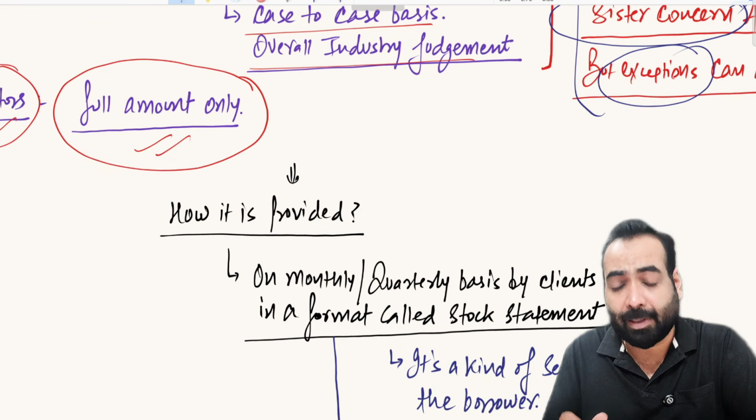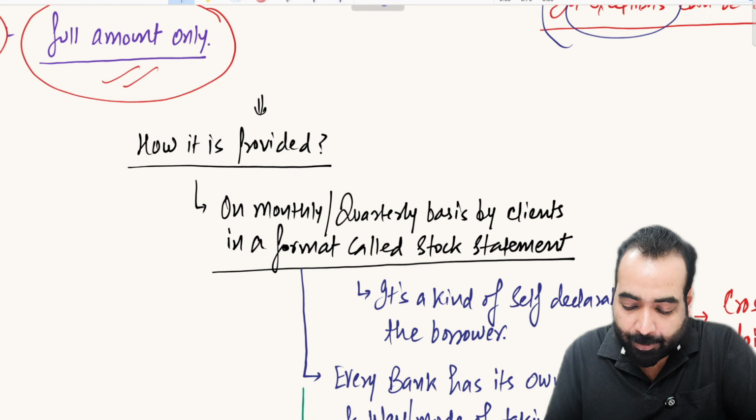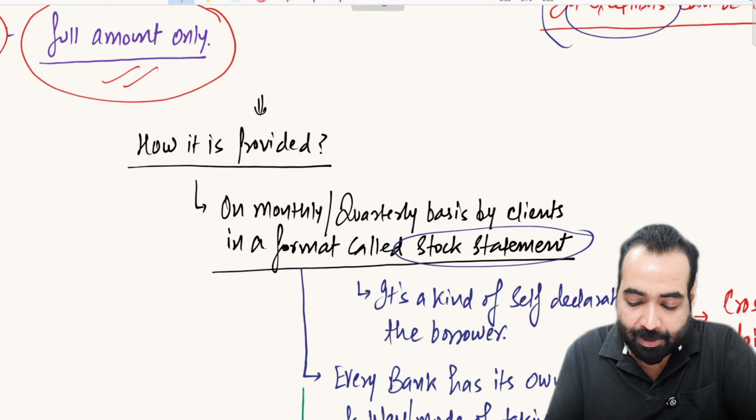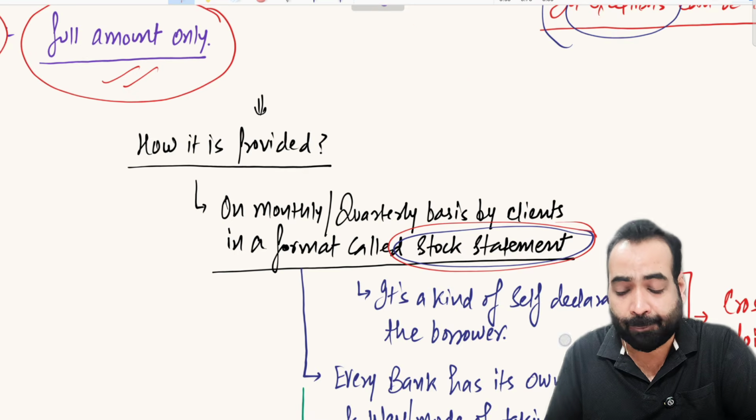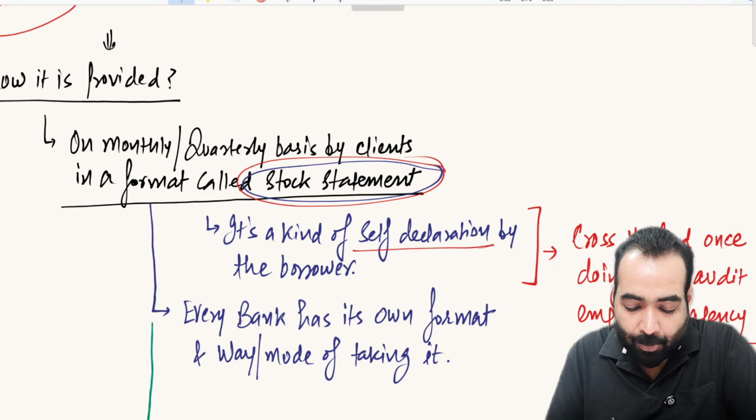So how is it declared, how is it provided? There is a concept called stock statement. You must have heard this concept called stock statement. Stock statement is nothing but just a declaration by the borrower.